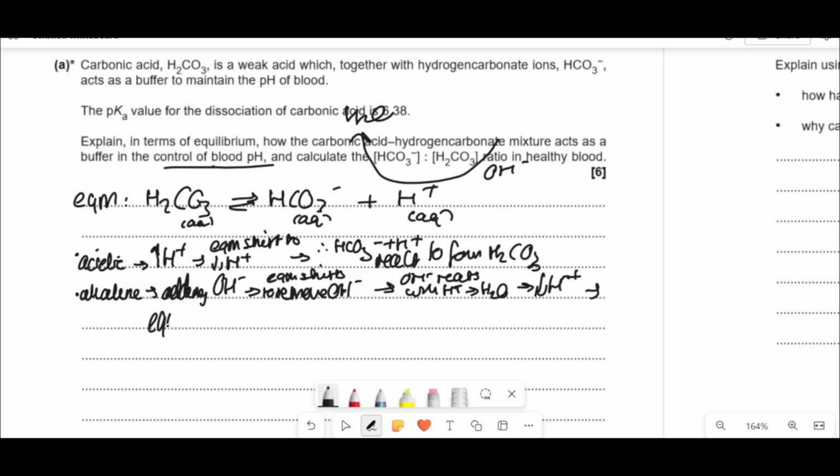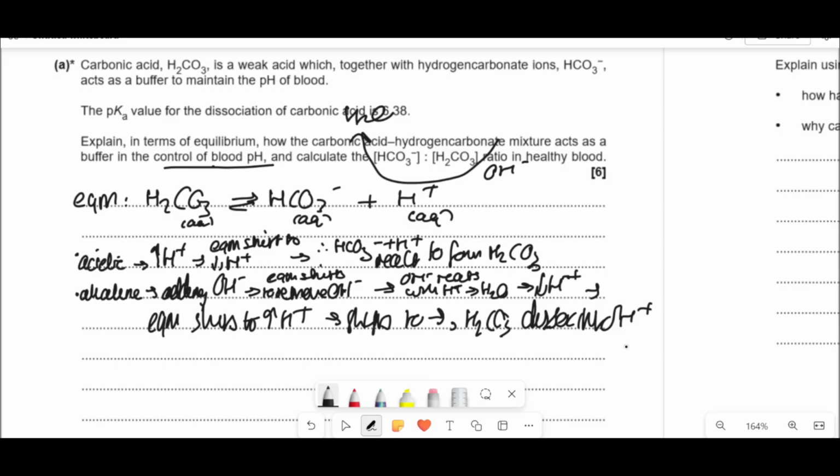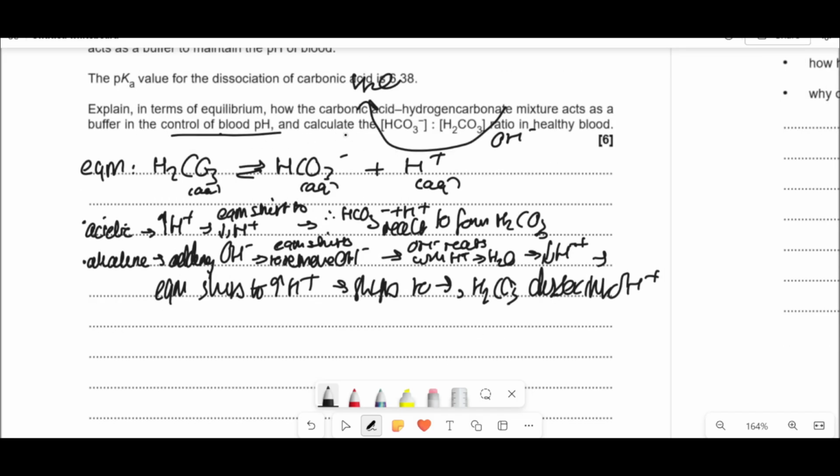So the equilibrium now shifts again to increase H+, so it shifts to the right, so more H2CO3 dissociates into H+ to make it back to normal. There you go. So now we've talked about that, and it says calculate this in healthy blood. So in healthy blood, they've told you that the pH is 7.40.